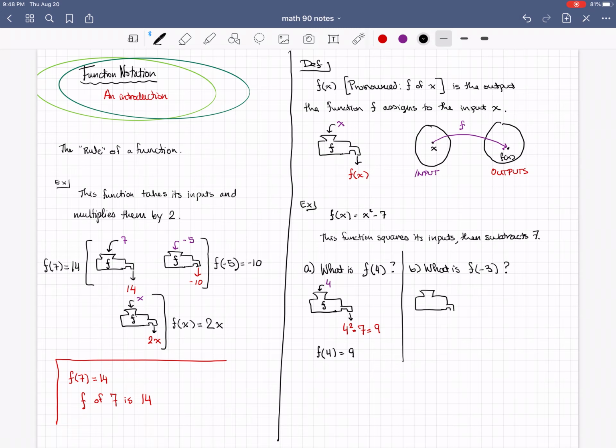I think you all can tell I'm ready to move on from drawing the whole picture. But here's our function f. Negative 3 comes in. What will come out? Well, if you square the negative 3, what do you get? You get positive 9. And then you subtract 7. Well, negative 3 squared is 9, minus 7 is 2. So what we see here is that f of negative 3 is 2.